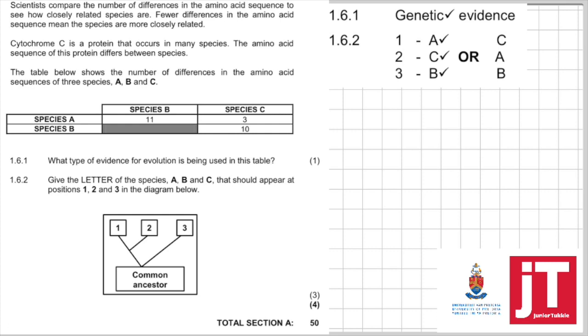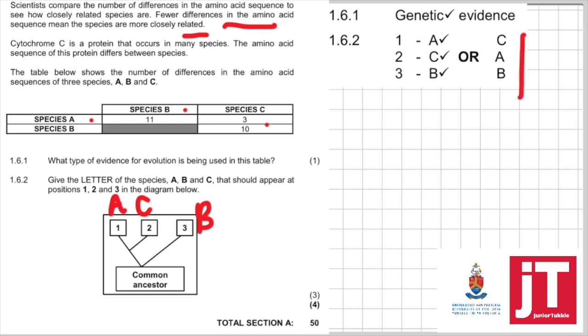Now, how will I work this out? If you look at the table, species A and B have 11 differences. Okay, and the fewer the differences means they're more closely related. So obviously A and B are far apart. But look at species A and C. They have only 3 differences. So I would immediately put A and C here because they have the least differences. So they are more related to each other. And then what does that leave us with? Of course, B, that has the most differences between both of them. So that's how I would work it out.